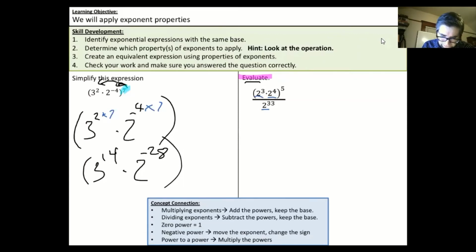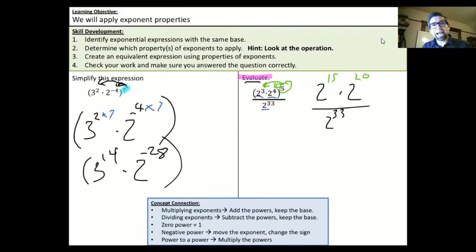Now, in the numerator, I see I have an exponent with a power being raised to the 5th. So this 5 is again going to be distributed to both of these exponent terms. So let's write that after it's been expanded. 3 times 5 gives me 2 to the 15th power, times 2 to the 4 times 5, which is 2 to the 20th power now. And then that 2 to the 33rd, I didn't really do anything with it, so let's just leave it as 2 to the 33rd.